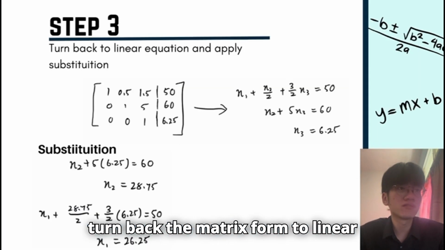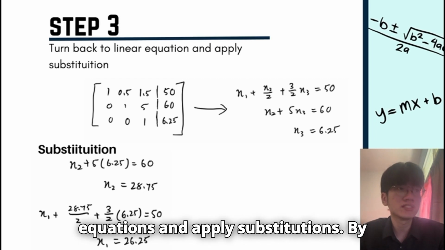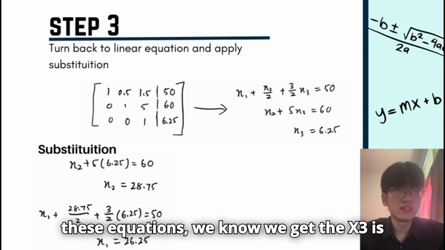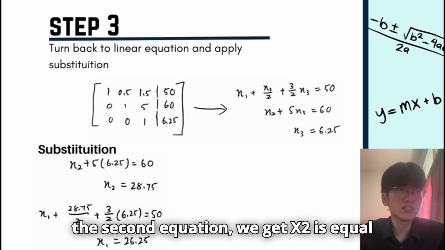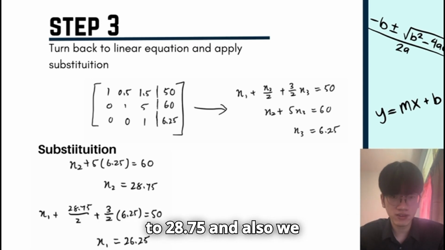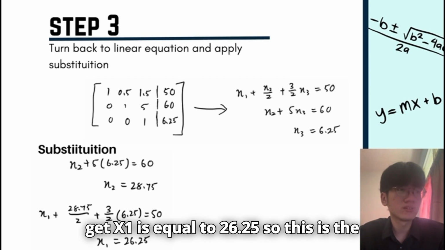So we just turn the matrix back into linear equations and apply substitution. From these equations, we get x3 is equal to 6.25. Then we substitute into the second equation, and we get x2 is equal to 28.75, and also x1 is equal to 26.25. So this is the answer.